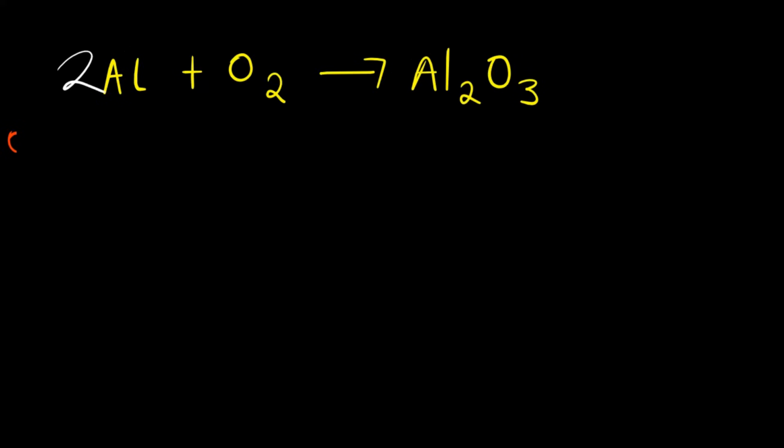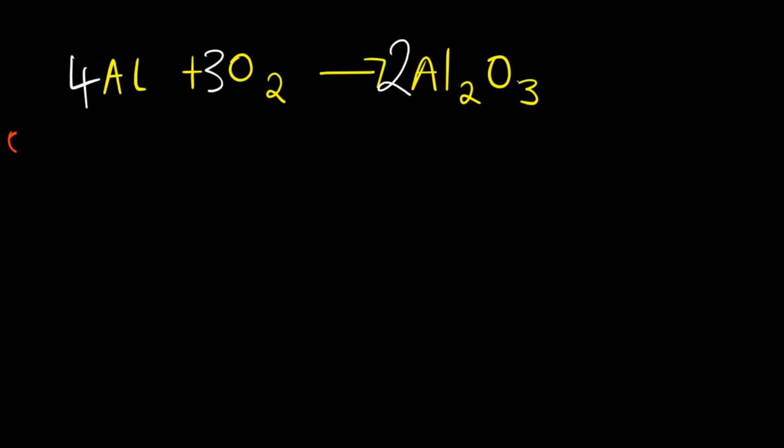Okay, so let's first balance the oxygens. Here I've got 3, here I've got 2. Now if I put a 2 in front here, I'm going to have 6 of them. Then here I'm going to put a 3. Okay, I've got 6 oxygens. Now by virtue of me putting a 2 there, I've increased aluminium to 4. So therefore I'm going to also put a 4 there.